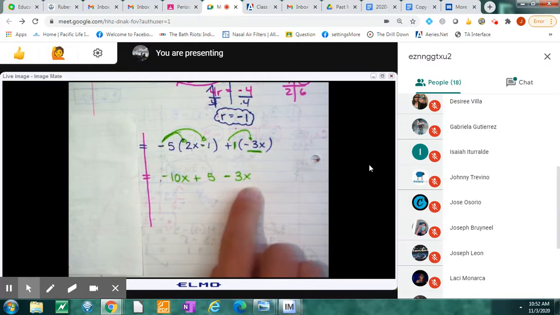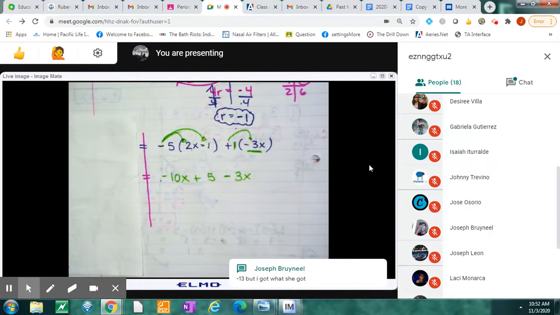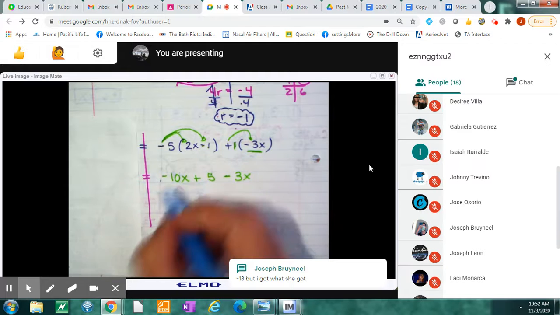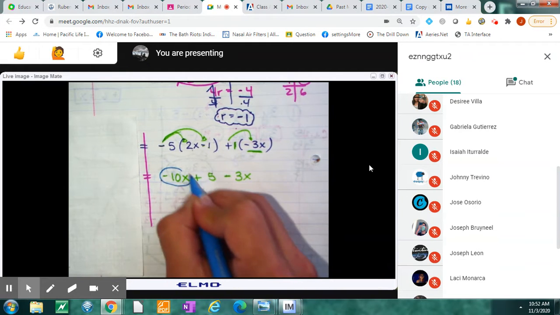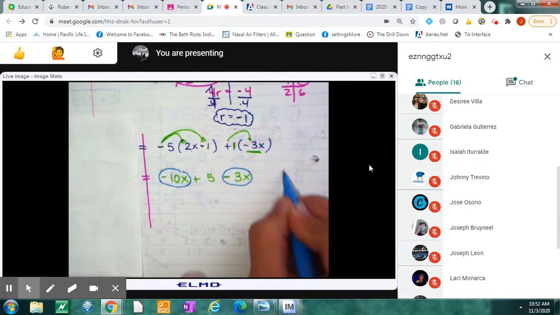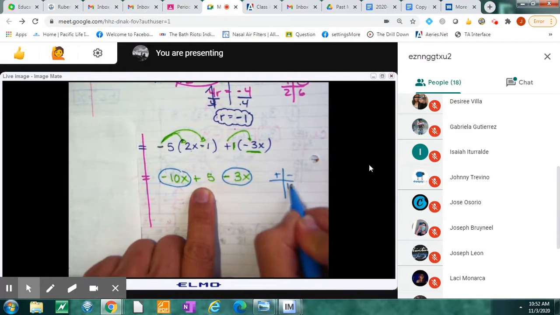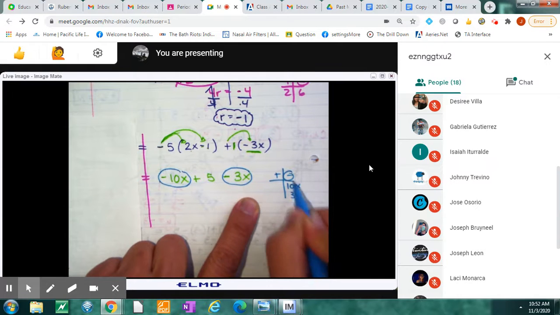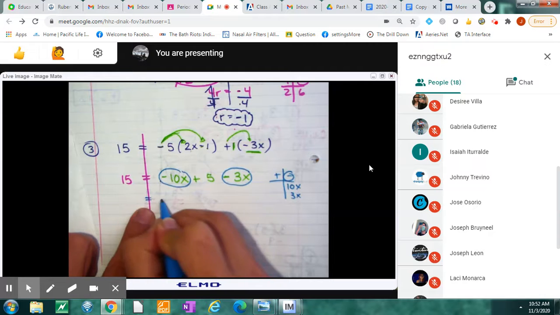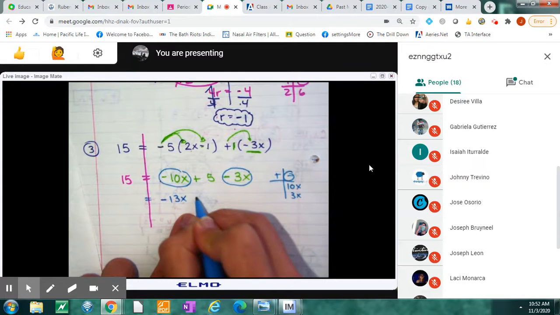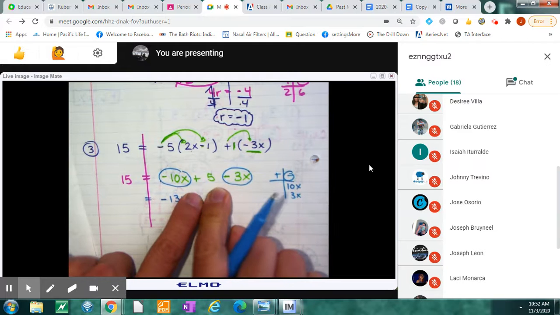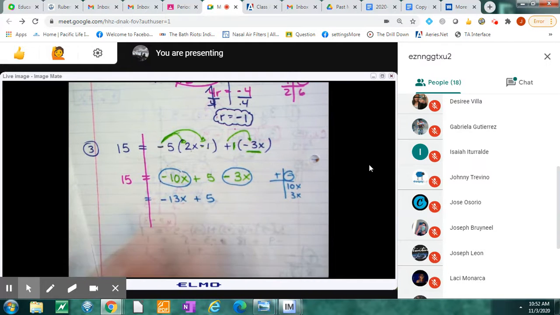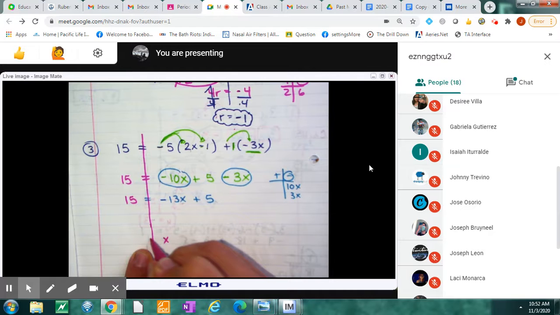Now, what can I combine right there? The x's, right? So let's see. Negative 10x and the negative 3x, T chart. Okay, so negative 10x, negative 3x is negative what? 13x. So equals negative 13x and then plus 5. Because the 5 is a constant, there's no other constant. What happens to the 15? You just bring it down. So far, so good? Now the x is on this side, so my answer better be x equals on this side.